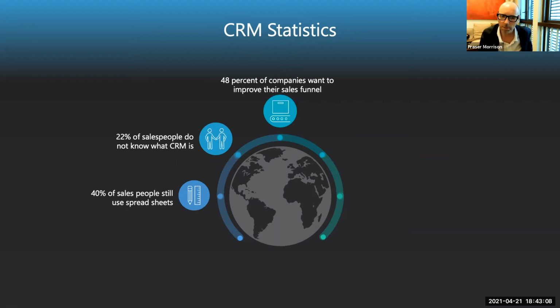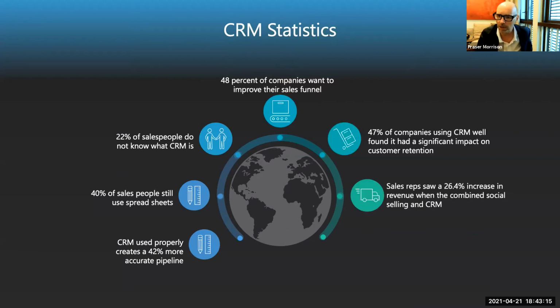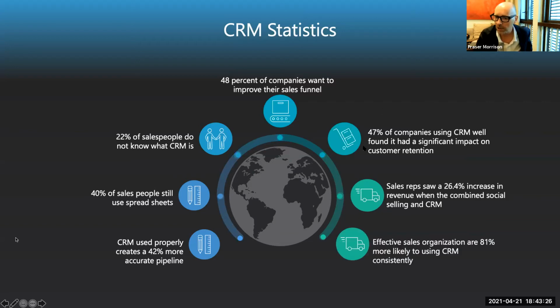40% of salespeople still use spreadsheets. CRM used properly creates a 40% to 42% more accurate pipeline. 47% of companies using CRM well found it had a significant impact on customer retention. Sales reps saw a 26% increase in revenue when they were using the CRM properly, and effective sales organizations are 81% more likely to be using CRM well.